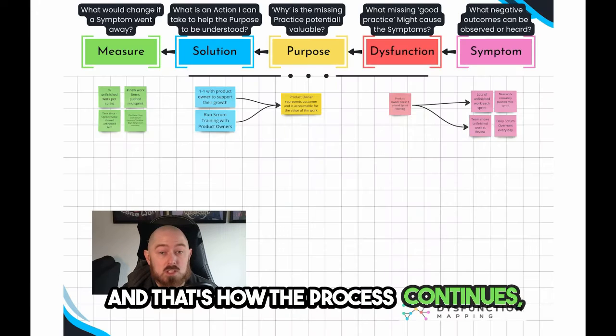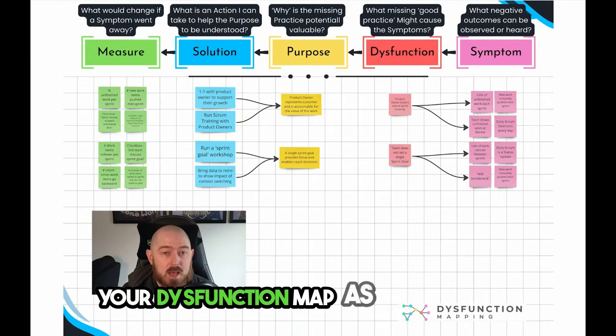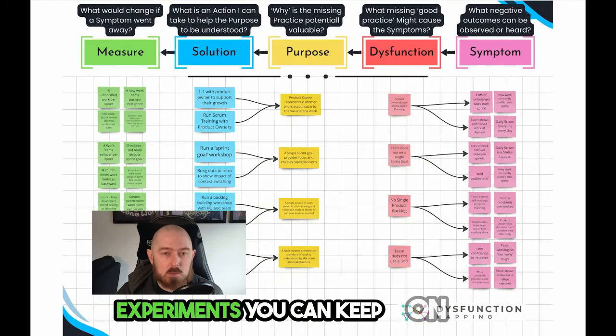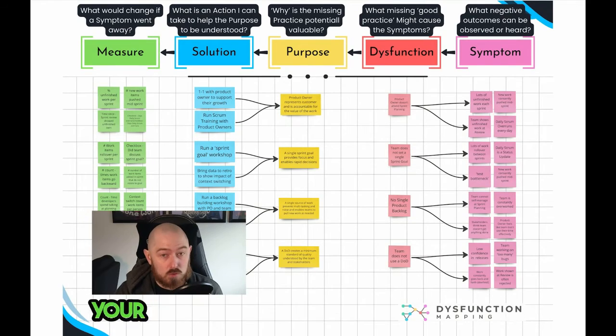And that's how the process continues, iterating on your dysfunction map as you learn and forming experiments you can keep on testing. It's not going to solve all of your problems, but it's a great structure to more quickly get to concrete action. Try it and see if it works for you.